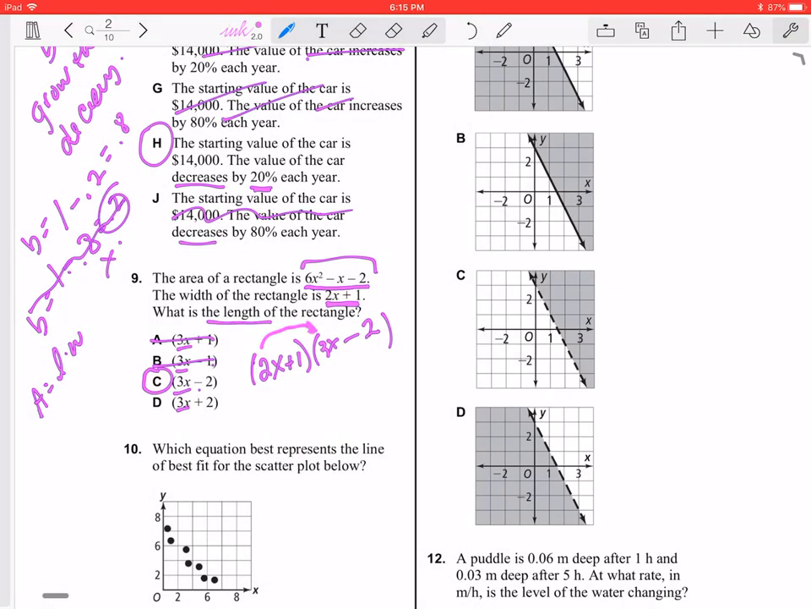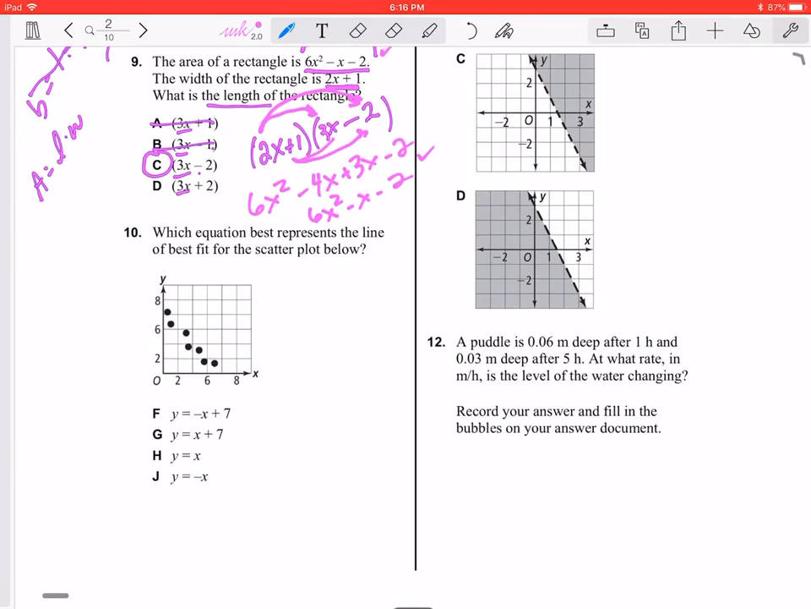So 2x times 3x gives us 6x squared. 2x times negative 2 gives us negative 4x. Then we have 1 times 3x, which gives us positive 3x. And then 1 times negative 2 gives us negative 2. And combine like terms: 6x squared, then negative 4x plus 3x gives us negative x, and negative 2. Yes, we did this correctly. It matches what we want, so we did our factoring correctly.